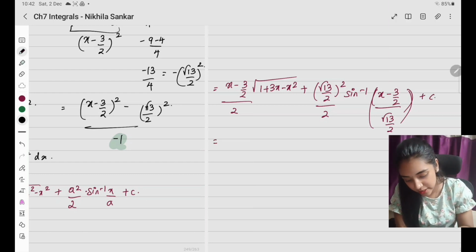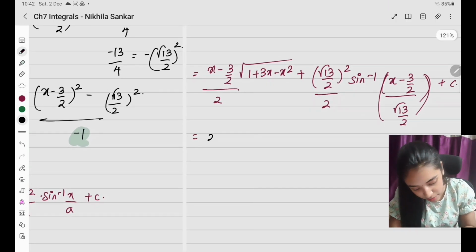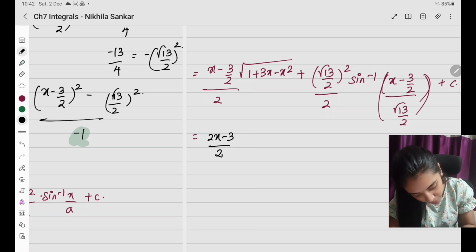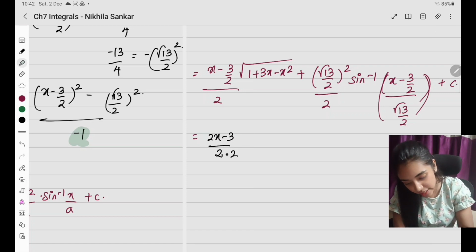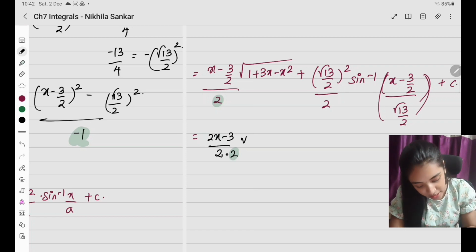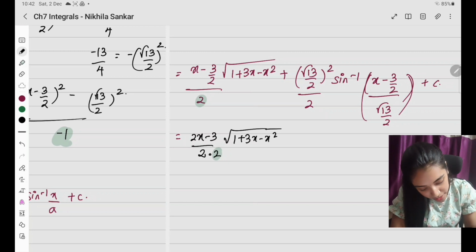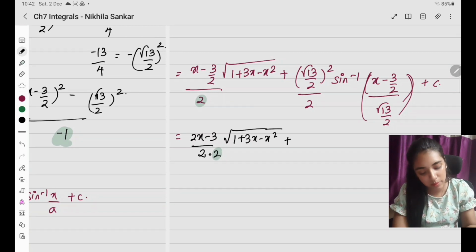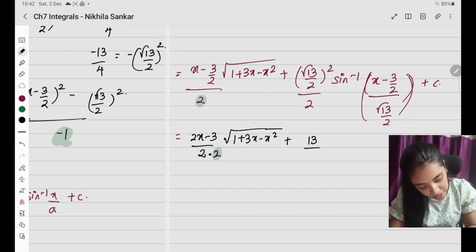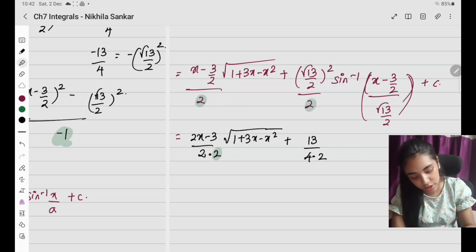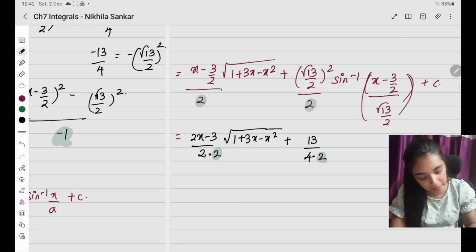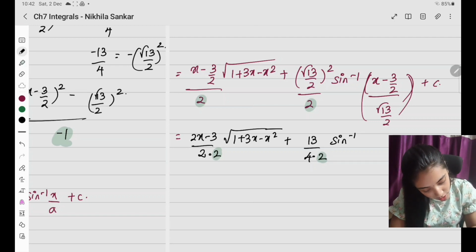So when I simplify this, what do I have? Well, taking the LCM, I have 2x minus 3 divided by 2 as the LCM, and I already have a 2. So this 2 is nothing but this 2 divided by 2, right? Square root of 1 plus 3x minus x square, plus this term is going to be root 13 by 2, right? So 13 divided by 2 square is 4 times, I already have a 2. So this 2 is nothing but this 2. Okay? Times sin inverse of, if we take the LCM, what will it be?